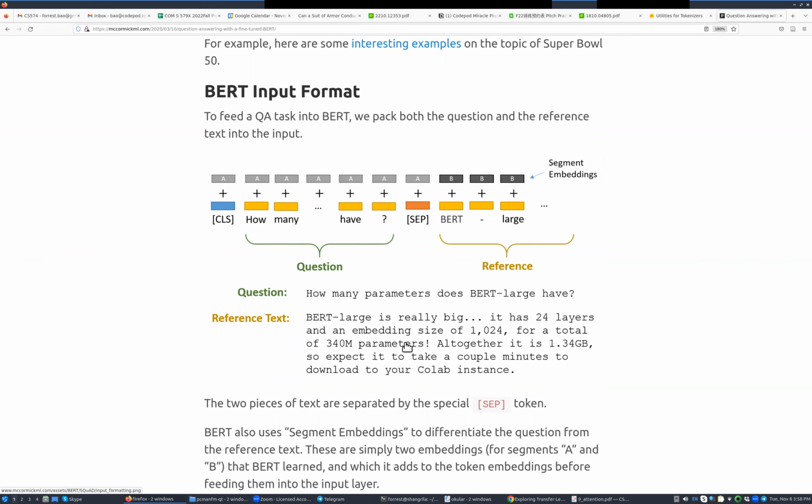One way to deal with this is to use a sliding window to handle this length limitation of BERT. For example, you split the reference text or passage into many small, shorter passages, feed them one at a time to the model, and see which one gives you the highest activation. That's where the correct answer is.